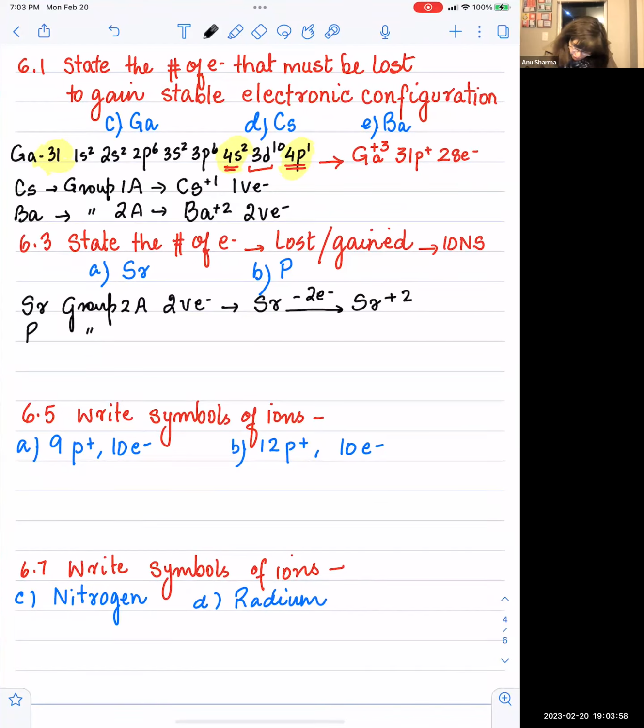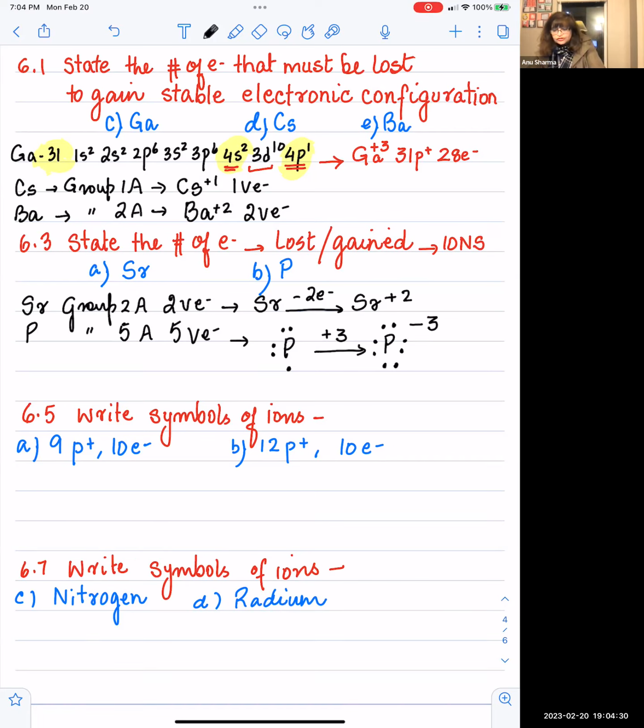Phosphorus, group 5A, sorry. Group 5A, and this has got 5 valence electrons. And that means, what does it look like? It looks like this: 1, 2, 3, 4, 5. And it will accept 3 more, so that it can have 1, 2, 3, 4, 5, 6, 7, 8. But anytime it does that, it will have 3 negative charges. Okay, so it will gain 3 electrons.